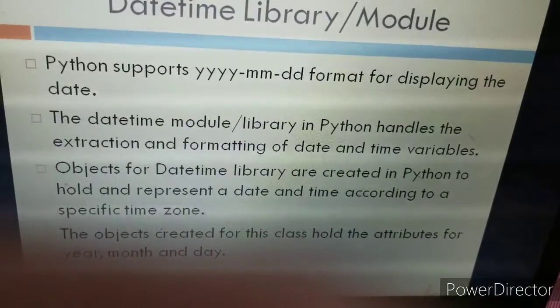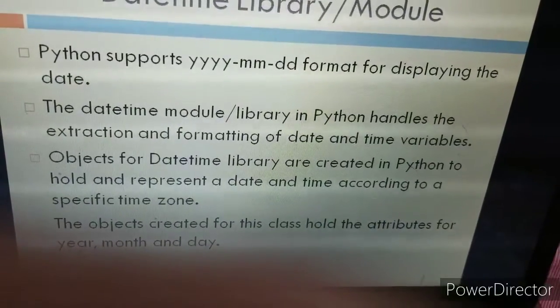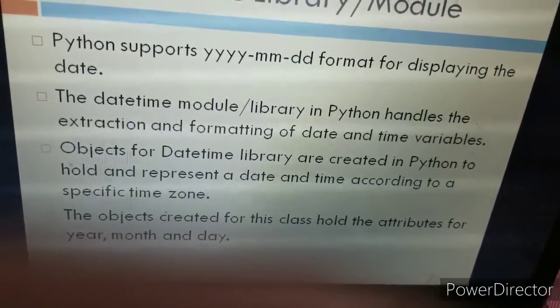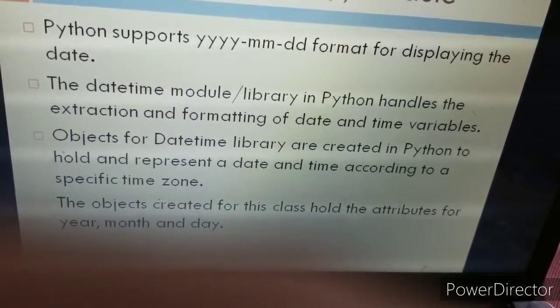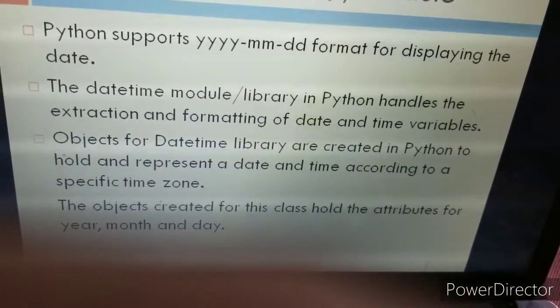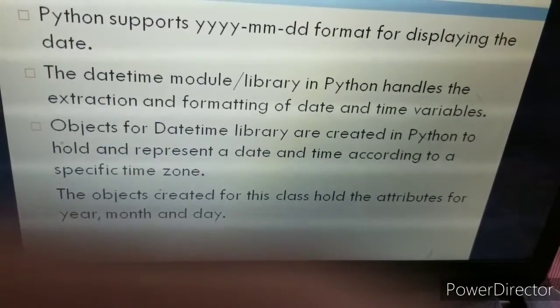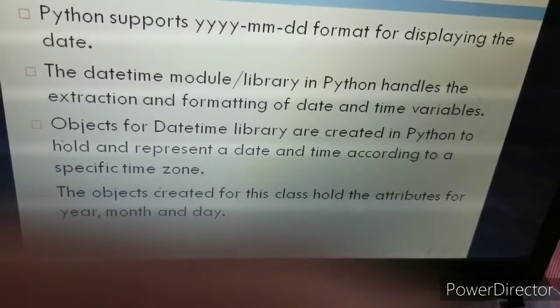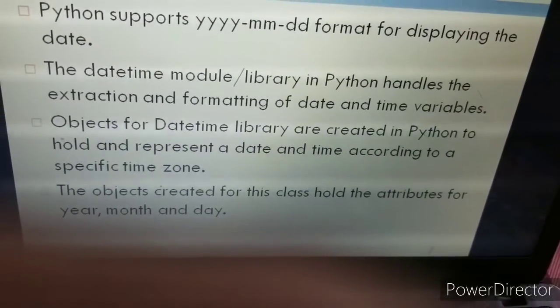So the datetime module in Python handles the extraction and formatting of date and time variables. Objects for the date and time library are created in Python to hold and represent a date and time according to a specific time zone. And the objects created for this class hold the attributes for year, month, and date, along with 3 attributes for time, that is hour, minute, and second.